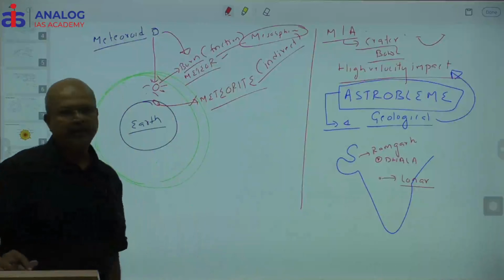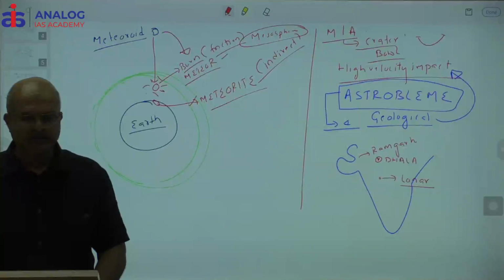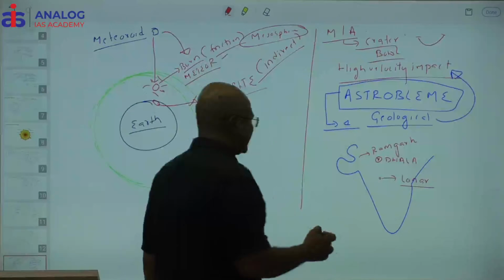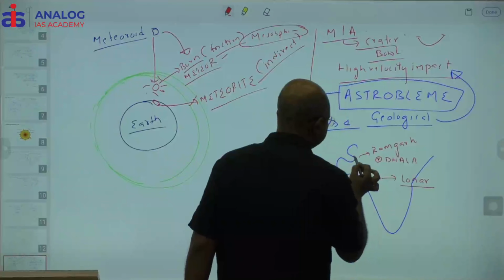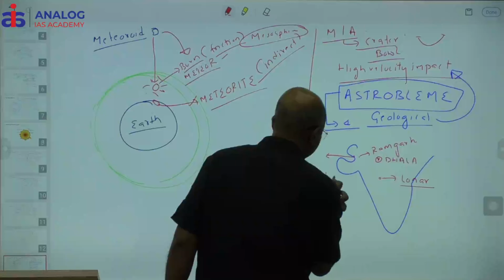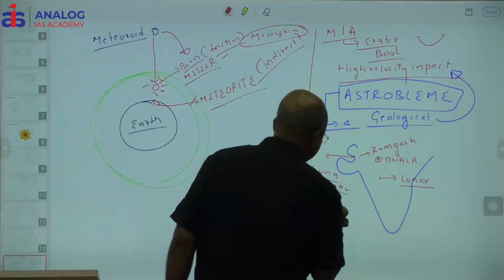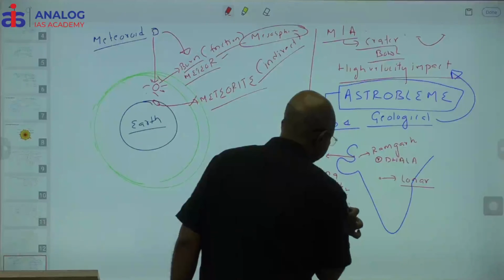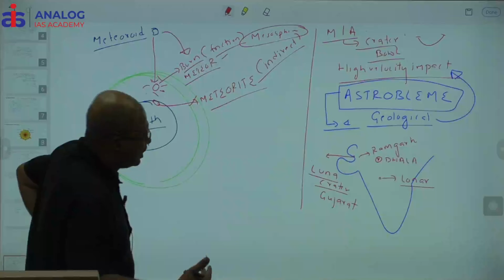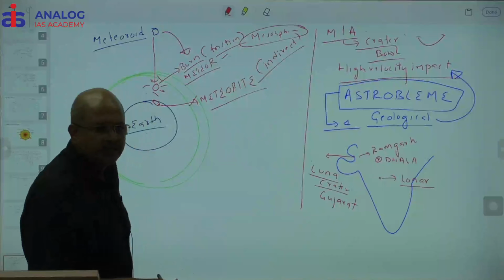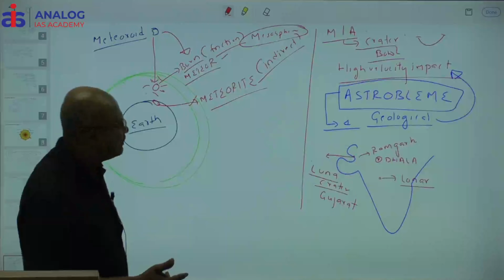And recently, one more crater, one more lake was identified in the state of Gujarat. We refer to that as Luna Lake, Luna crater. Luna crater, Ramgarh crater, Dhala crater, Lonar crater, all are lakes, but they were all created by high velocity impact. And we refer to them as impact craters.